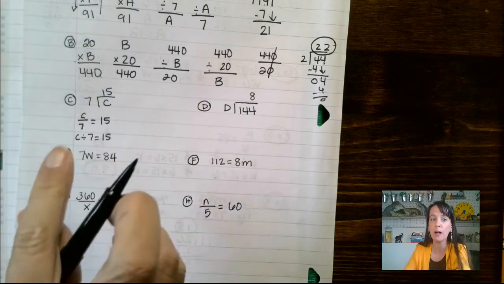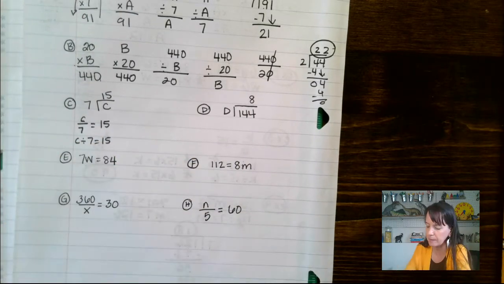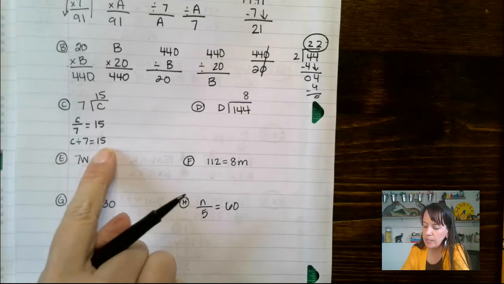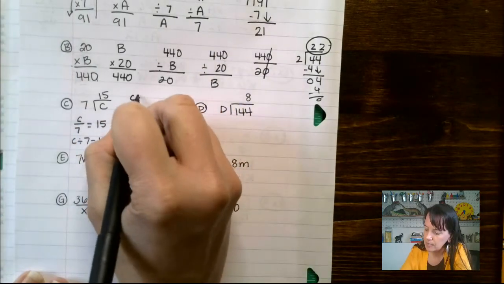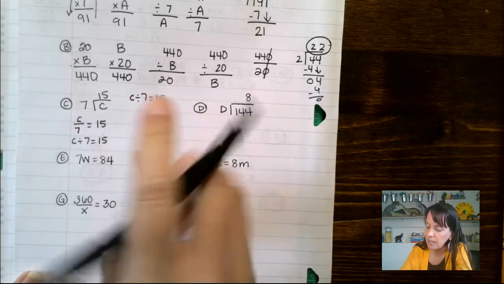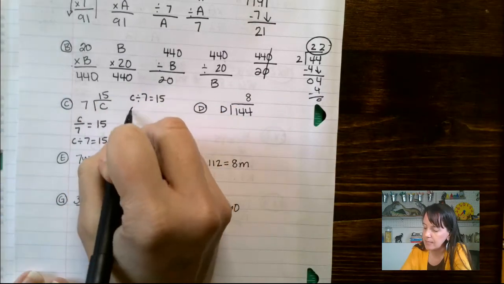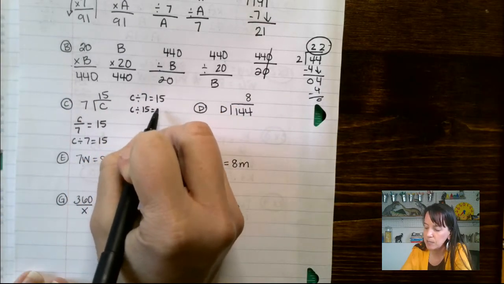So we're going to be doing the opposite. The opposite of divide, multiply. So I've written it the 3 different ways here. Let's start with that last one. C divided by 7 equals 15. Then we can flop it the other way. C divided by 15 equals 7.